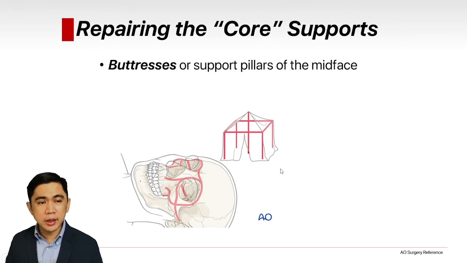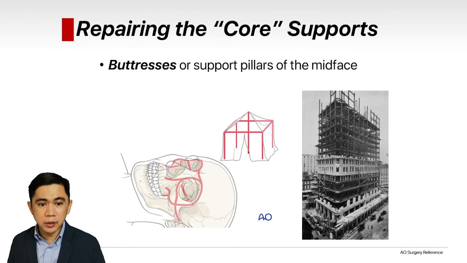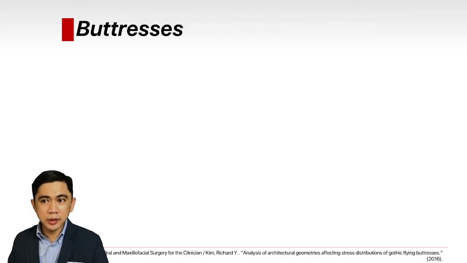The mid-face can be likened to a tent like this one, wherein the tent will have support pillars, or tent poles, and everything else like soft tissue and the walls. Or it can be likened to a skyscraper with its steel struts like this one. The mid-face also has that, and it is our priority to reestablish those supports in our repair. Let's talk about these buttresses.